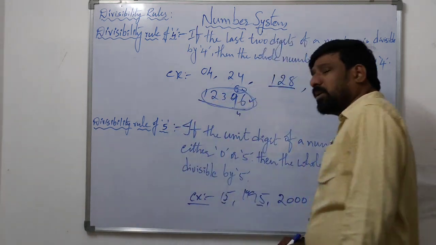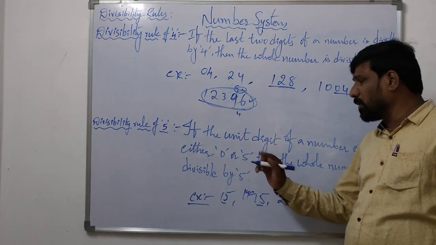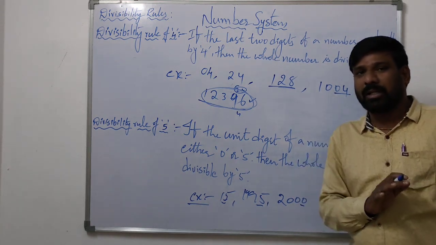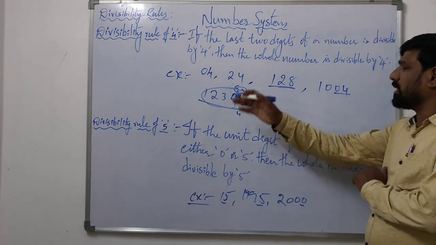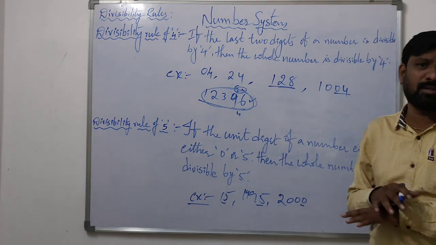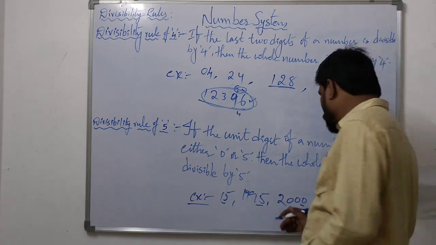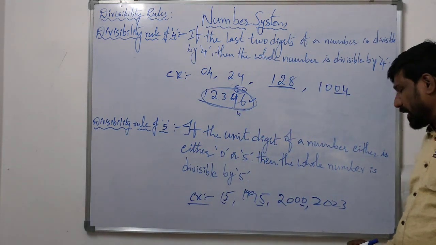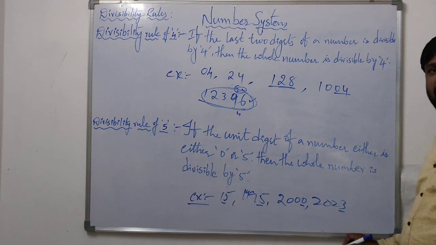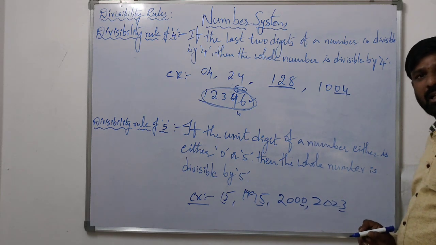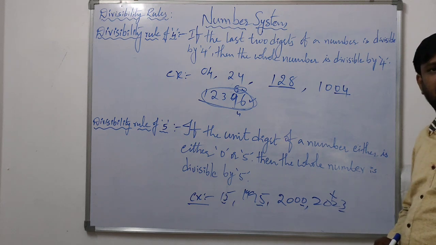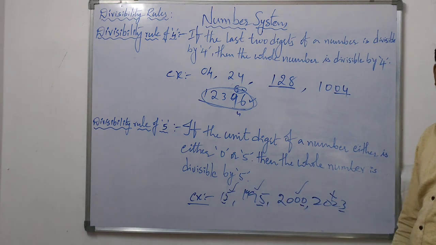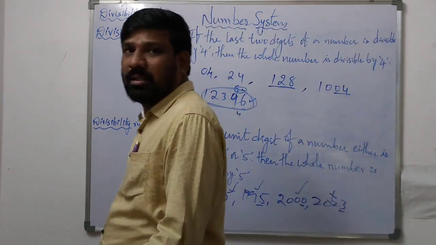2000, will it be divisible by 5 or not? Yes, it is divisible by 5 because it ends with 0. We have to check only the last digit, whether it is 0 or 5. If 0 exists or 5 exists, blindly we can say that the whole entire number will be divisible by 5. Clear? 2023, will it be divisible by 5 or not? No, because the unit digit of this number is 3. Here it should be either 0 or 5. Clear? So this will not be divisible by 5. This is divisible by 5. This is divisible by 5. This is divisible by 5. Clear?